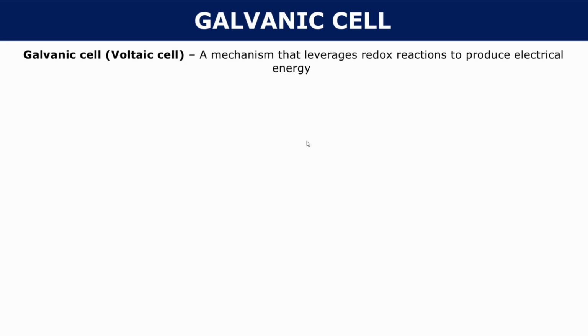So how do they work? Imagine you have this redox reaction where zinc and copper sulfate are reacting to create zinc sulfate and copper solid.